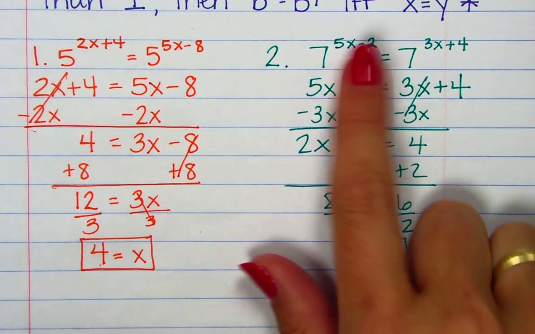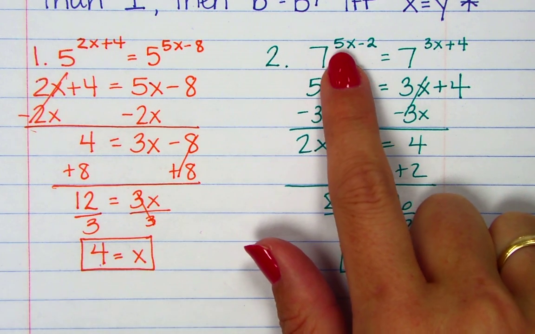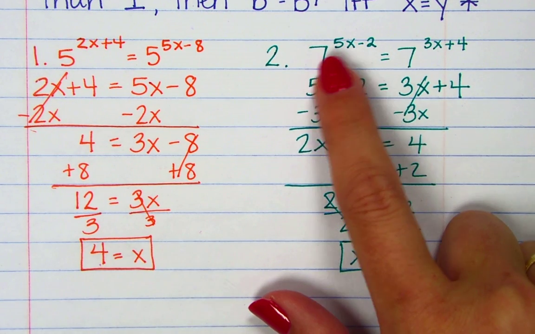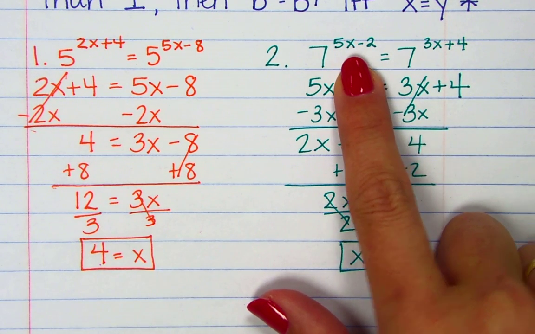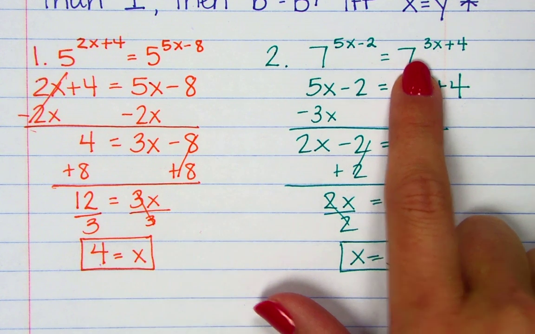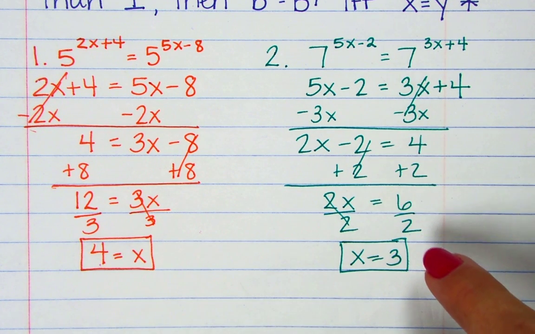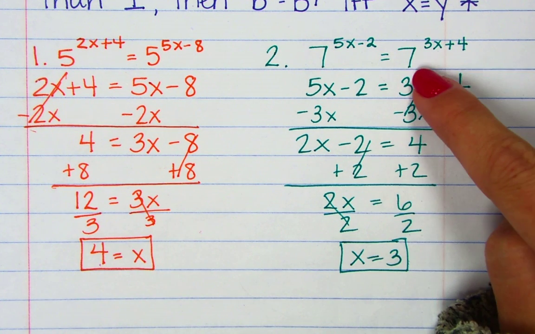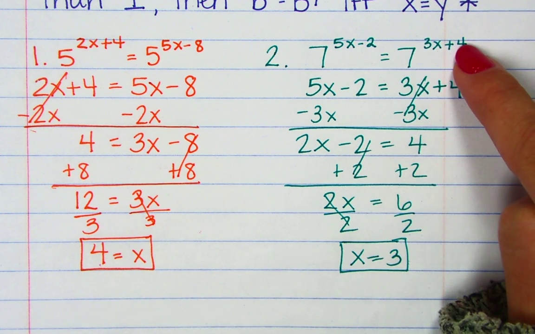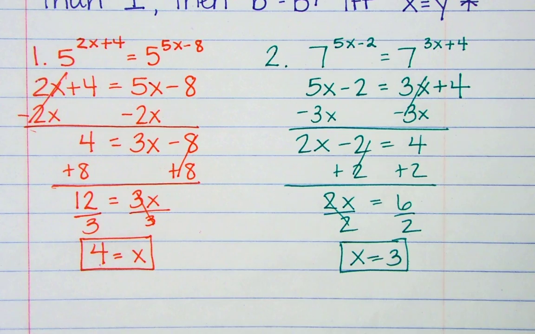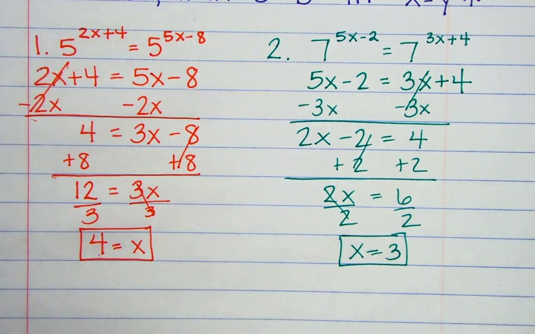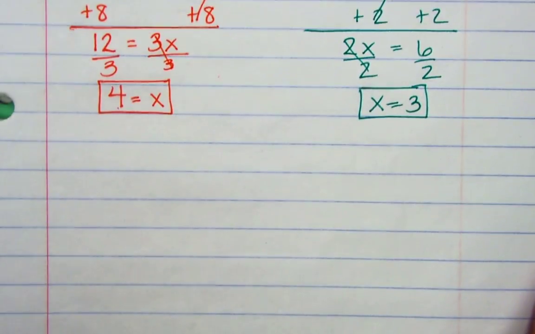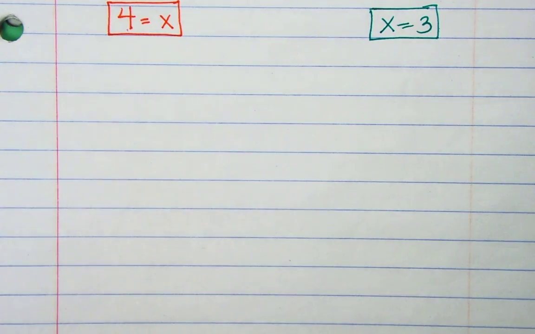Okay, but if you plug it back in up here, 5 times 3 would be 15 minus 2 would be 7 to the 13th power. Right, and then here, 3 times 3 is 9, plus 4 would be 13. That would be 7 to the 13th power equals 7 to the 13th power. Okay, so it would still be equal if you plug it in and check it.